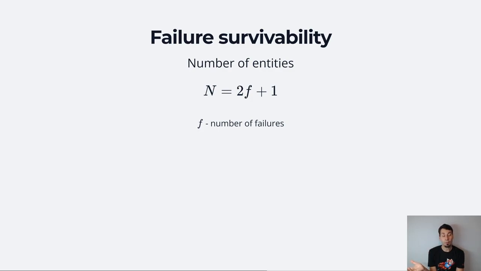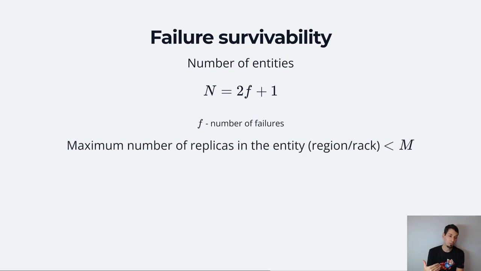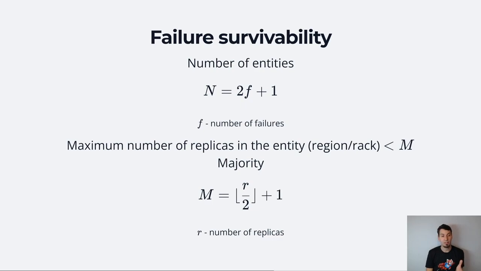So in order to tolerate a region failure, we need to provide at least 3 regions. In order for this rule to apply, we need to remember that the number of replicas in each entity, in each topology level, must be smaller than the majority, where majority is defined with this number. So basically that's like a half plus 1, right? In case of 5 nodes, a majority is 3.